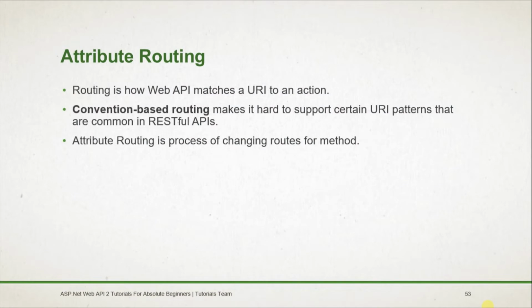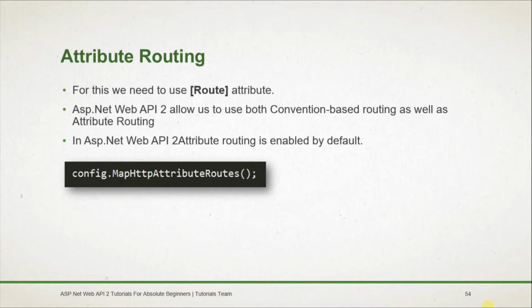The first question that arises is, what is routing? Routing is how our Web API matches a URI to an action. ASP.NET Web API version 1 uses convention-based routing, which makes it harder to support certain URI patterns that are common for RESTful APIs. ASP.NET Web API 2 introduced attribute routing, which allows us to change the route for our method. For this, we need to use the Route attribute. ASP.NET Web API 2 allows us to use both convention-based routing as well as attribute routing.